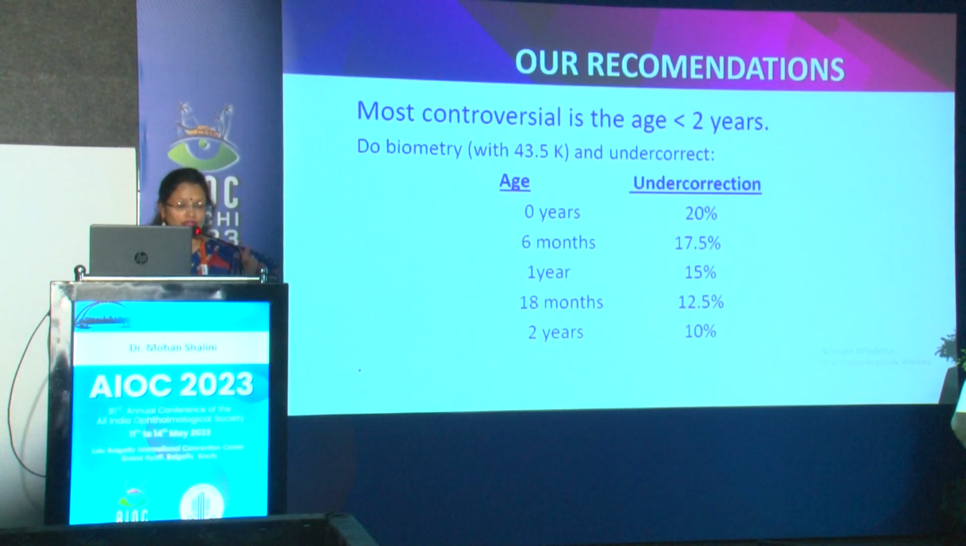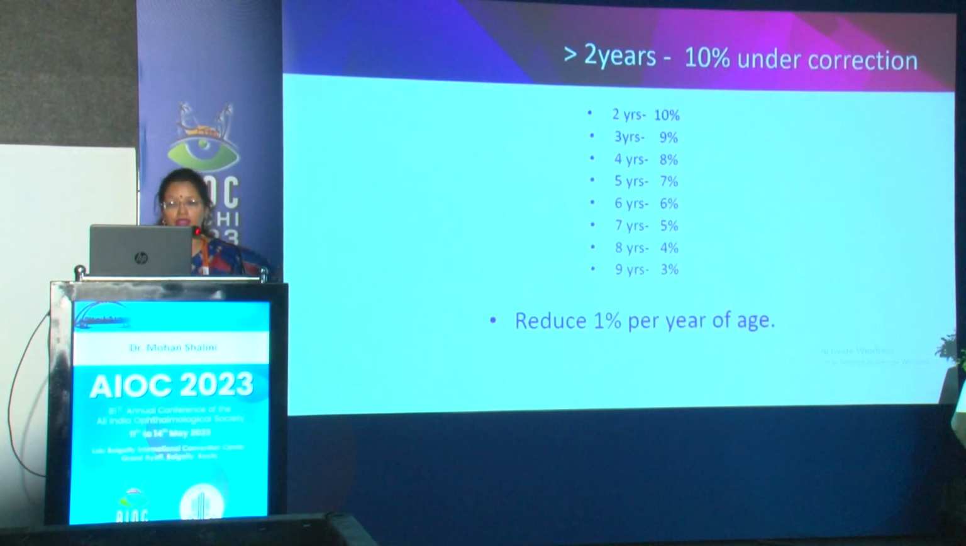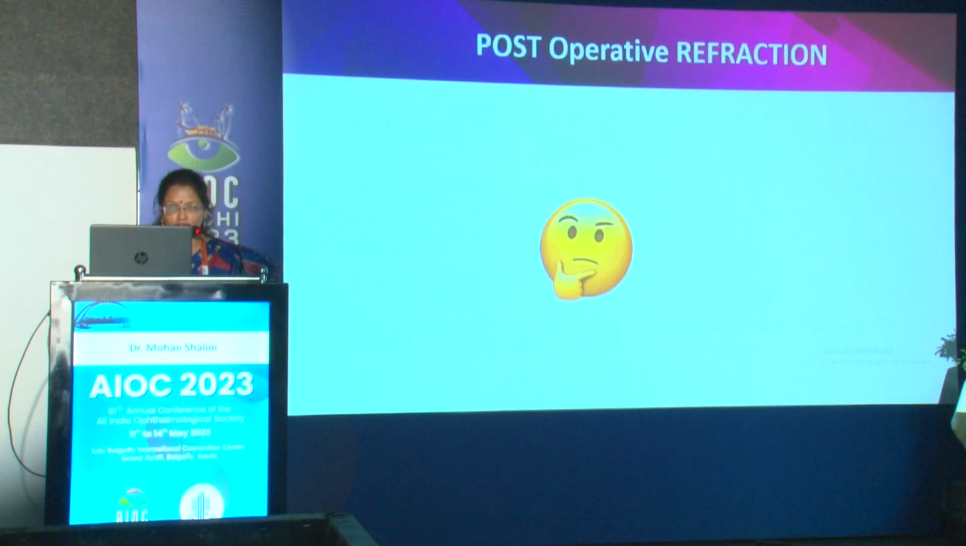So what we can do is slightly modify it. At birth we can do 20% undercorrection, at 6 months we can reduce it to 17.5%, at 1 year of age we can reduce it to 15%, and at 2 years we can make it 10%. That way we get less residual hypermetropia. Now similarly for more than 2 years of age.